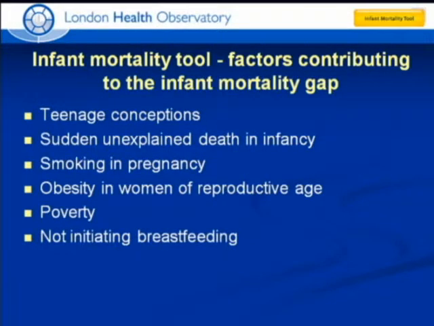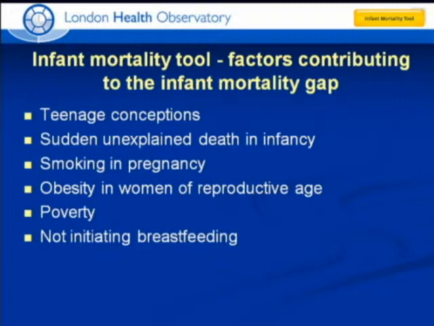And these are the modifiable factors and the factors contributing to the infant mortality gap. So we've got teenage conceptions, sudden unexplained death in infancy, smoking in pregnancy, obesity in women of reproductive age, poverty, and not initiating breastfeeding. So these are all risk factors for infant mortality that are essentially higher in the routine and manual group, in the target group. And again, this work was done by the Department of Health.